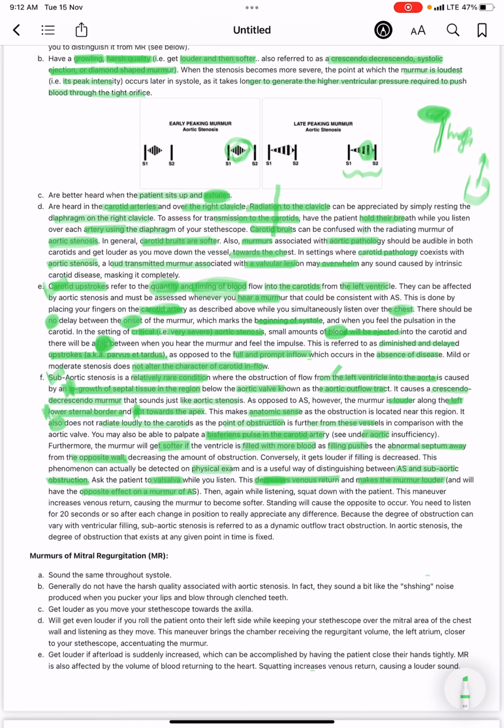Then again while listening, squat down with the patient. In this manner, it increases venous return and causes the murmur to become softer. Standing will cause the opposite to occur. You need to listen for 20 seconds or so after each change in position to really appreciate any difference.